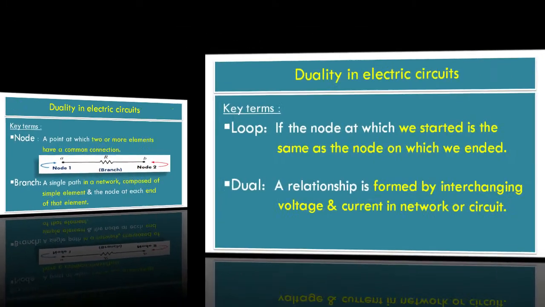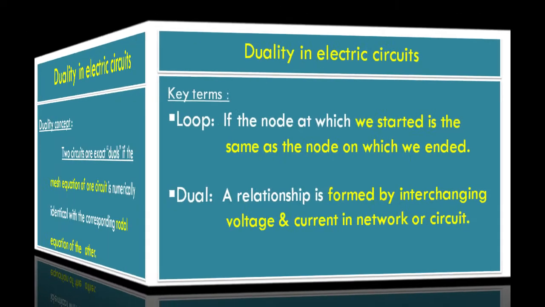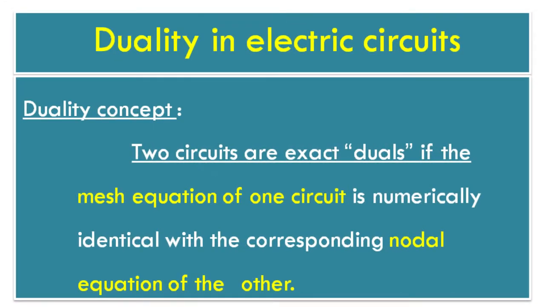Third key term, loop statement: if the node at which we started is the same as the node on which we ended. Fourth key term, dual statement: a relationship formed by interchanging voltage and current in the network. We just studied some important key terms which are useful in analysis of dual electric circuits.